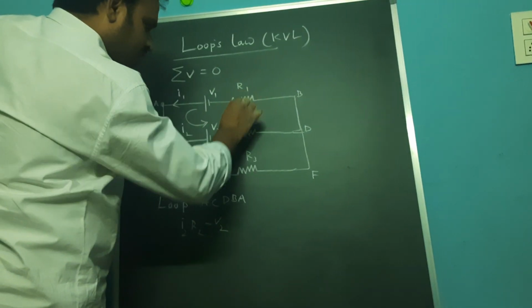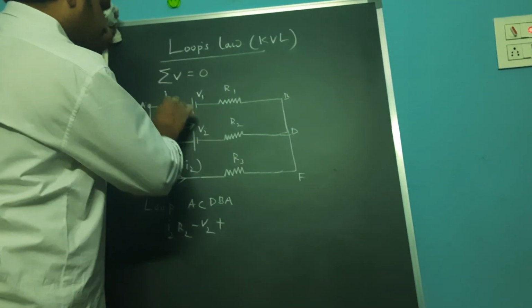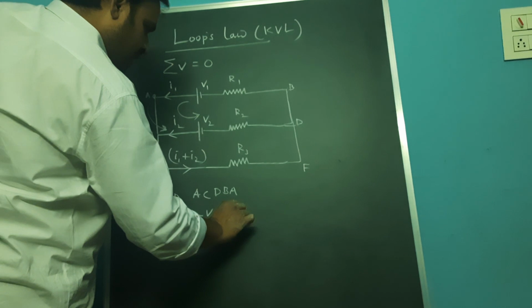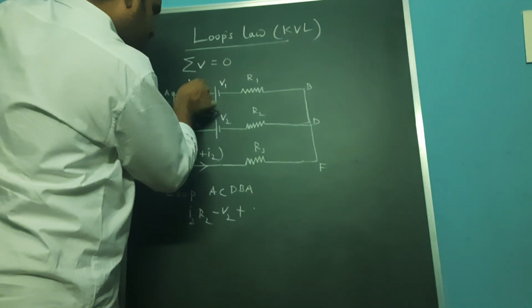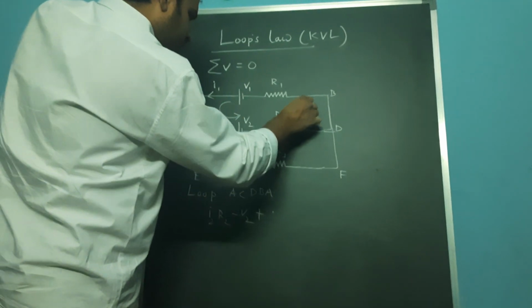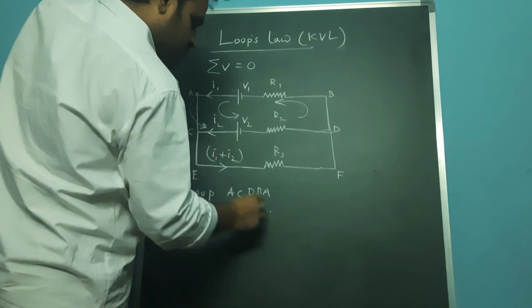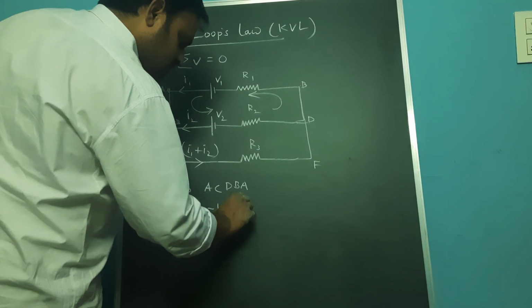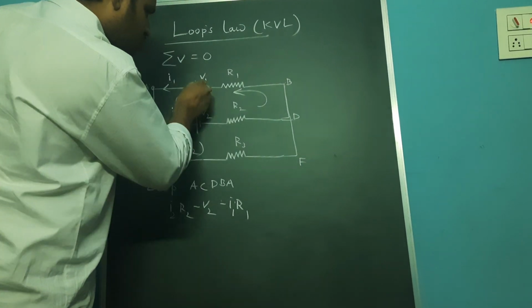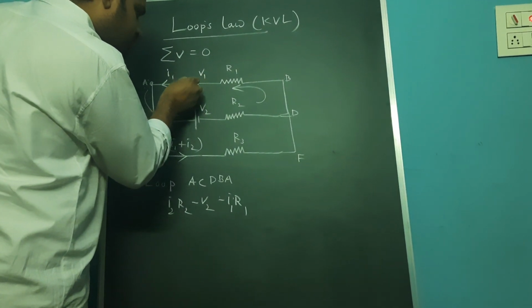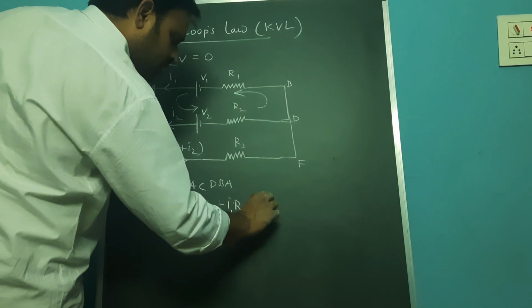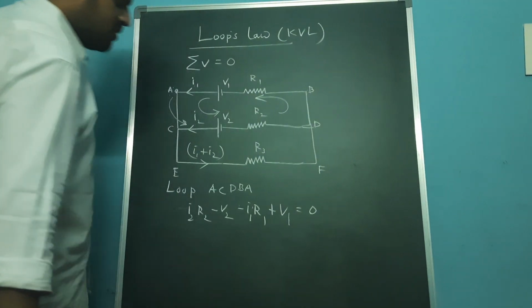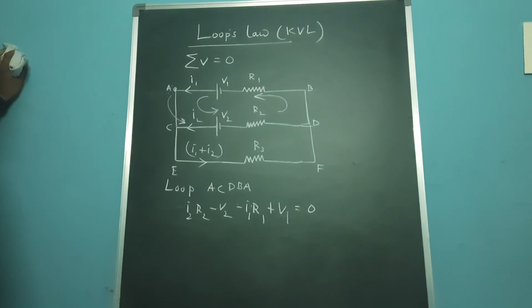Next, come to here. You see the current coming along with us, same direction. So we have to take minus I1 R1. For the voltage here, from negative terminal to positive terminal, we have to take plus V1 is equal to 0. That is the first loop.